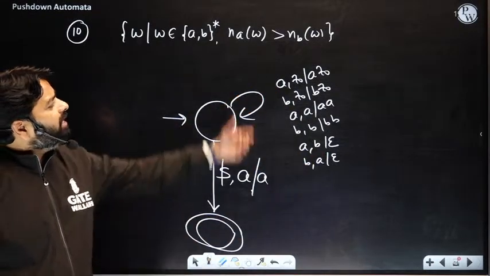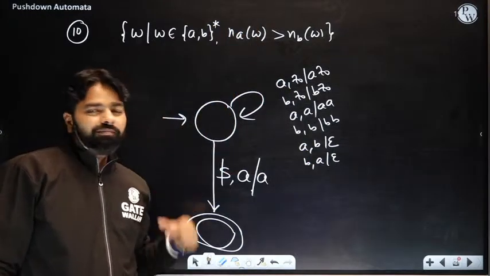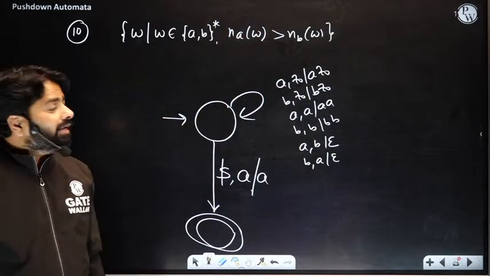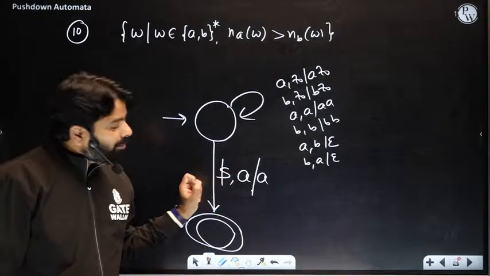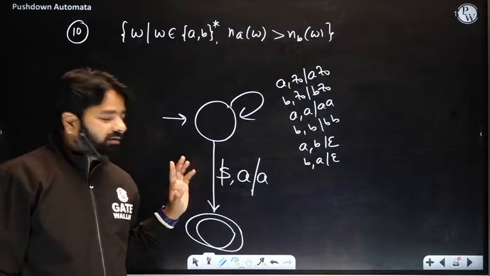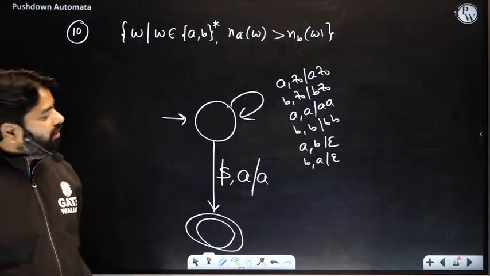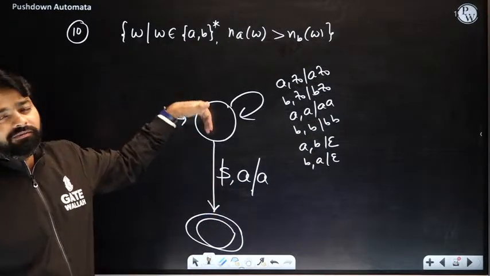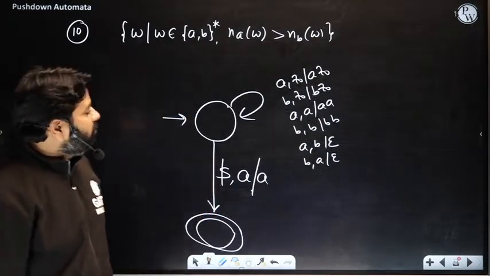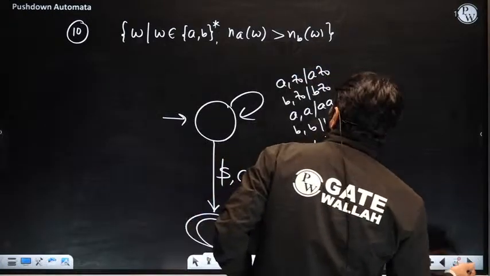Done. If B is more, you just write dollar comma B. For not equal, if you want, dollar comma A might happen, or dollar comma B. So you have to write two transitions here. You may come with the dollar comma A, or you may come with the dollar comma B. So that's that problem. Now the remaining ones I can take in sequence, right?